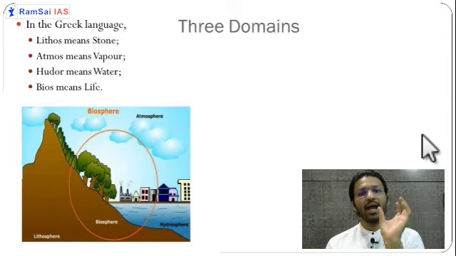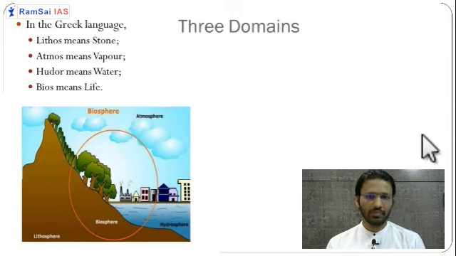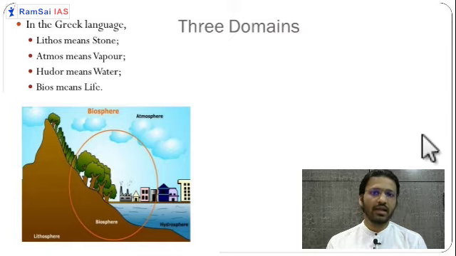So here the word atmos means vapor, so water vapor or just vapor. Again the Greek word, and the third layer is the water layer, or hydrosphere. The hydor in the Greek language means water.